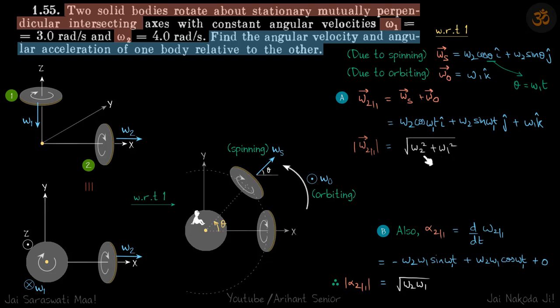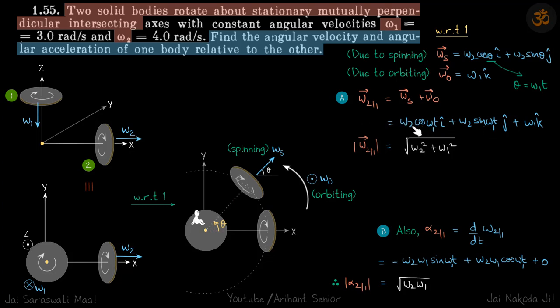So we could have directly written this also, but we must know how to get this omega 2 with respect to 1 in vector form also. Because when we are going to calculate alpha, we will need this expression. So let's jump to it. Alpha of 2 with respect to 1 will be simply d by dt of omega 2 with respect to 1. So we'll put our omega 2 with respect to 1 here.